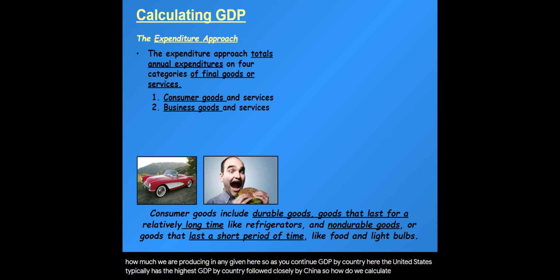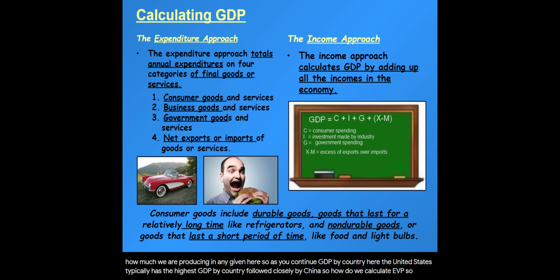How do we calculate GDP? There are two different approaches. The expenditure approach totals the annual expenditures on all the final goods and services in the United States. That's the consumer goods, the business goods, the government goods, and the net exports or imports of goods and services. The income approach instead looks at GDP by calculating and adding up all the incomes in the United States.